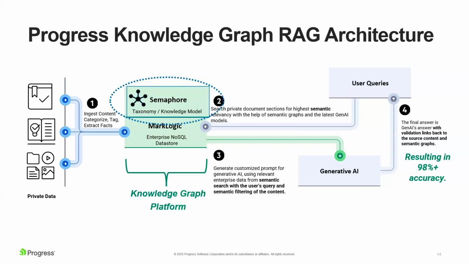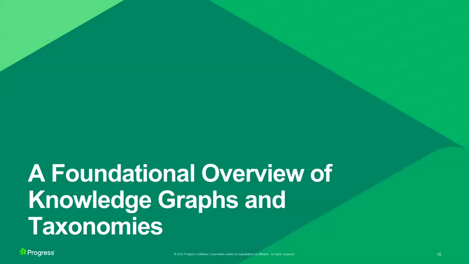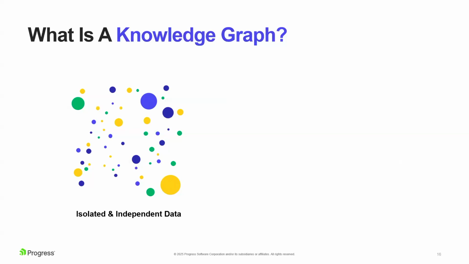So we're really going to be focused for the rest of the time today on this box here, Semaphore. Semaphore is our taxonomy/knowledge modeling tool. It describes the relationships that I have in my private data. And we're going to talk about just a couple terms first, and then I'll be turning things over to Jim for a live demonstration. So first of all, let's talk about, well, what actually is a knowledge graph?